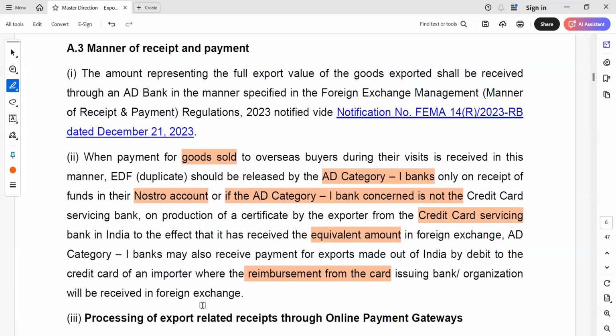So friends, when the payment is for goods sold to an overseas buyer during their visit, sometimes कुछ जो overseas buyer है वो visit कर रहे हैं इंडिया और उसी टाइम अगर goods उनको sold किया गया है, okay, in that case they can give the payment through a Nostro account or through a credit card also. But the bank has to check that the equivalent amount is available. Okay, then they may also receive the payment for exports made out of India by debiting the credit card.